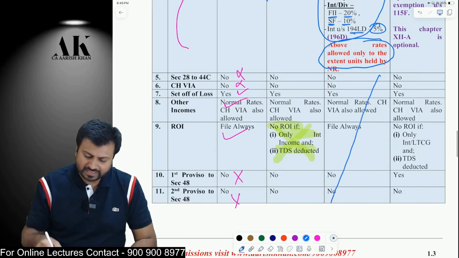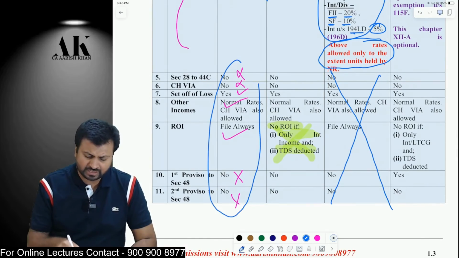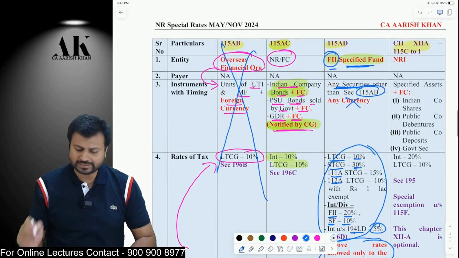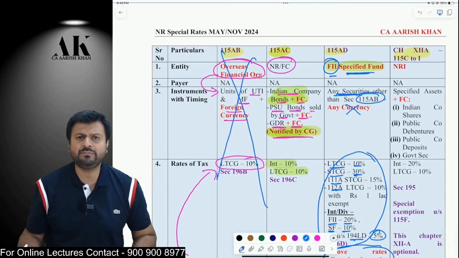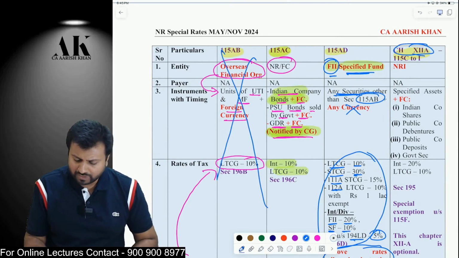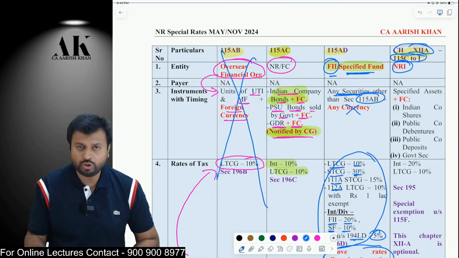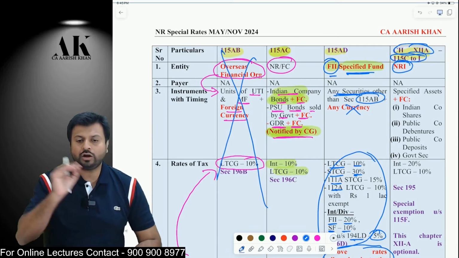One last thing: the entire rest of the things are the same as the first section only. Now, one last section over here which is very important, which is chapter 12A, 115C to I, which is applicable to non-resident Indians only. Not applicable to everyone.